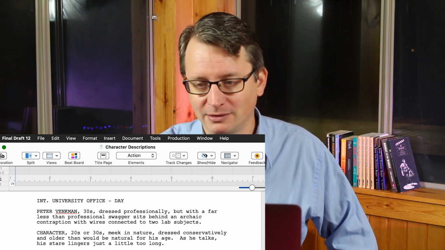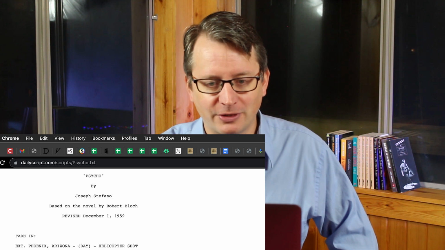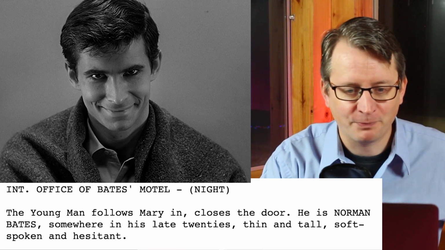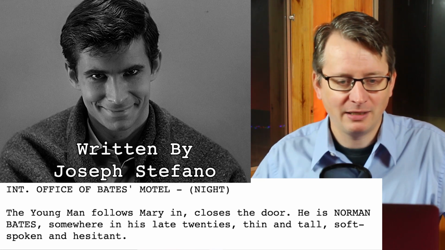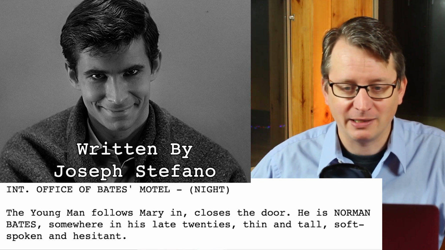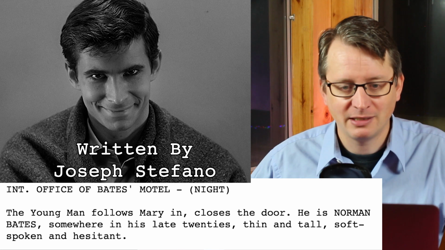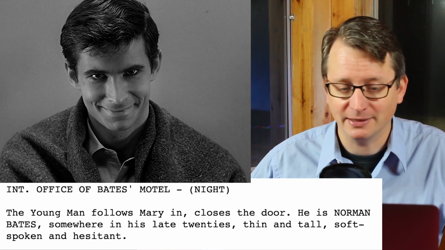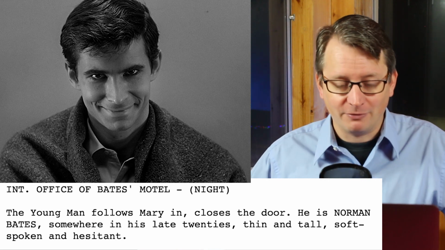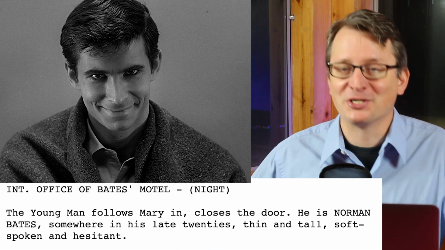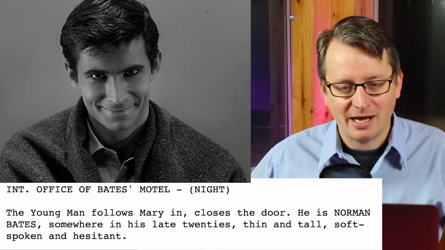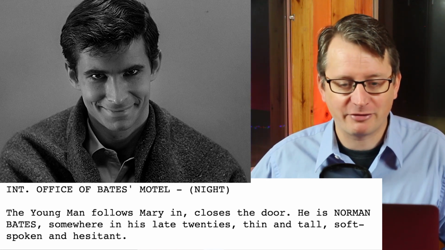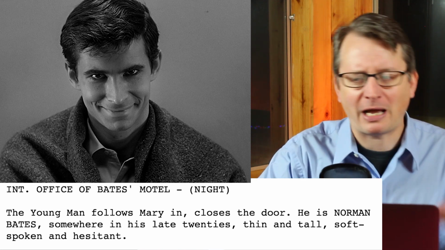Well, let's see how Joseph Stefano described Norman Bates. All right, very minimal. Office of the Bates Motel, night. The young man follows Mary in, closes the door. He is Norman Bates, somewhere in his late 20s, thin and tall, soft-spoken and hesitant. Okay, so we don't get too much. I wasn't sure if he was 20s or 30s. Late 20s, thin, tall. I didn't put that kind of character description in there. Soft-spoken. I meant to put, I said meek.